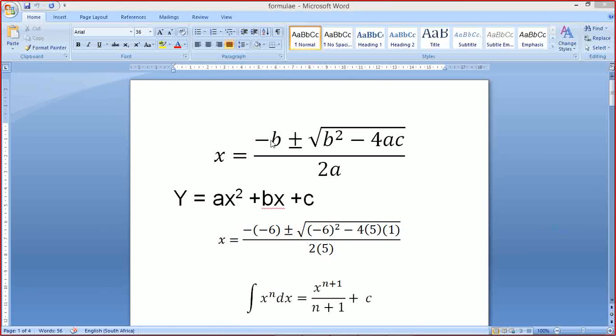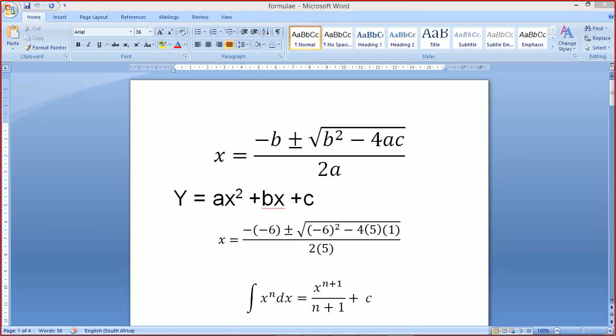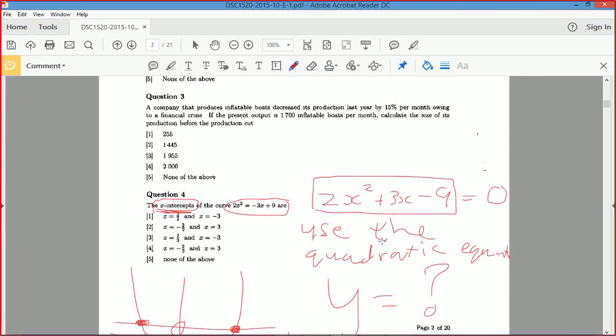Alright, so here's the formulas. These are all the formulas from the different pages. So I've just put this up. There's the quadratic equation: minus b plus or minus root b squared minus 4ac, over 2a. So if you can't factorize, then you need to use that. You need the b, you need the a, you need the c. So what is the b, what is the a, what is the c?